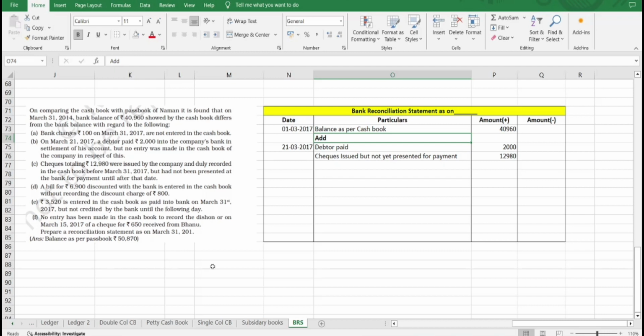Next, no entry has been made in cash book to record the dishonor on March 15, 2017, of a check of 650 received from Banu. So here the particulars which have to be added are taken into account. Now we will deduct the particular entries which have to be deducted.